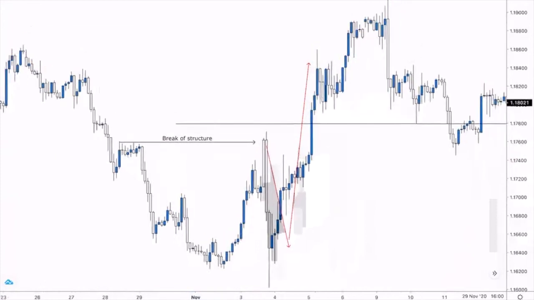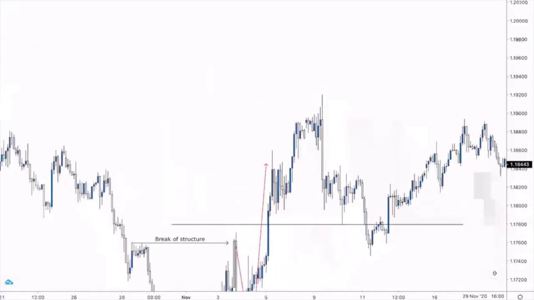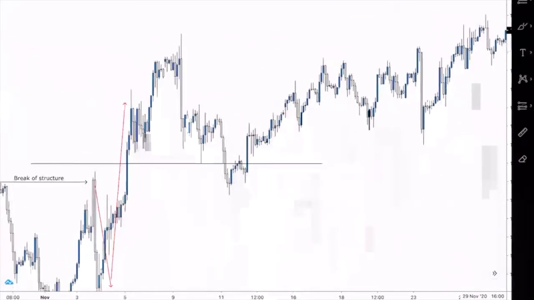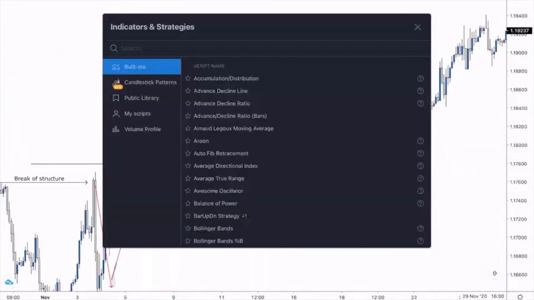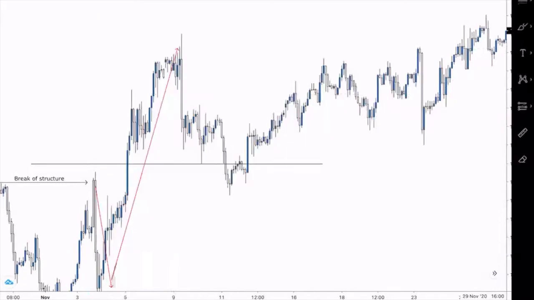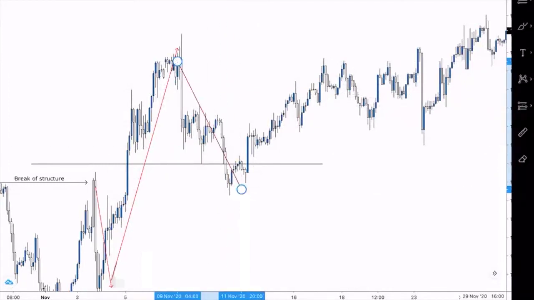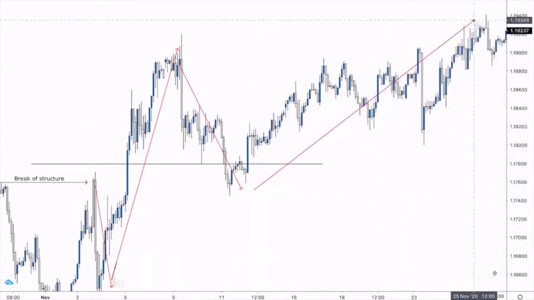After it breaks structure, you can be expecting the next higher low to make the next higher high. So in this instance, this would be the next higher high. Then this would be the next higher low to make another higher high later on, right there.